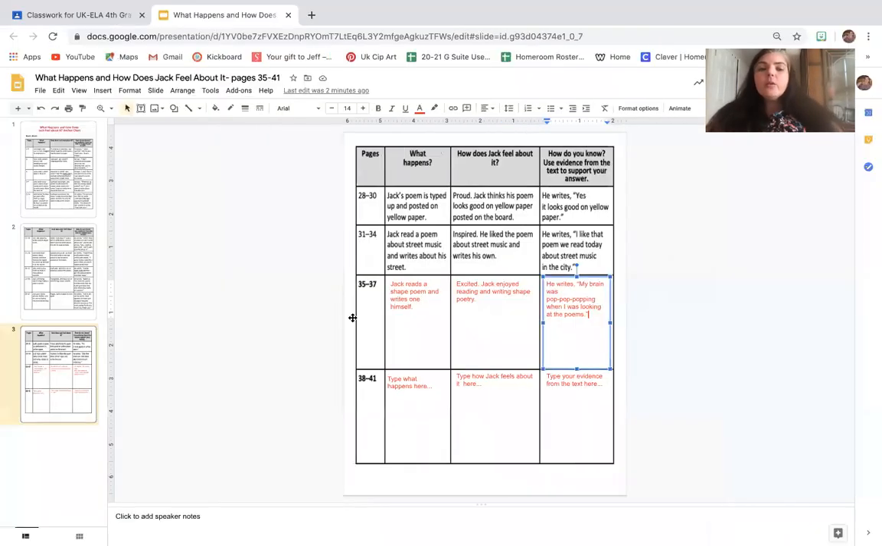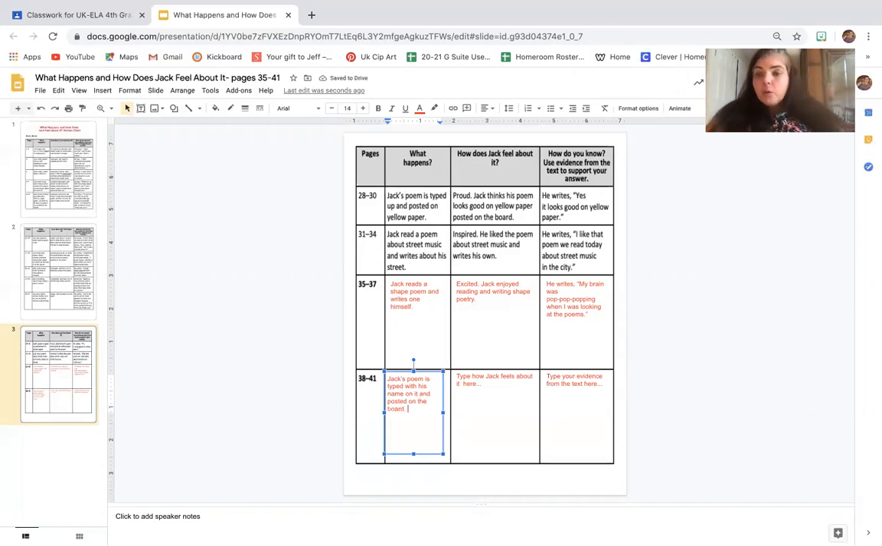So we are going to write, remember, no feeling words go here. This is simply just what happens. So Jack's poem is typed with his name on it. Posted on board.